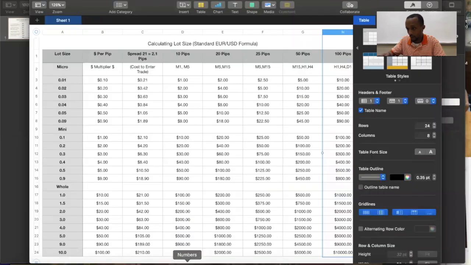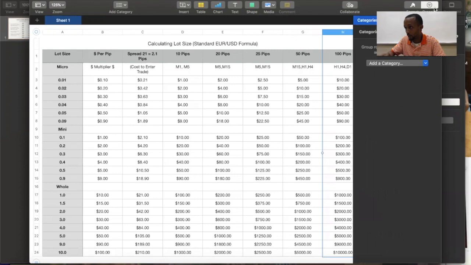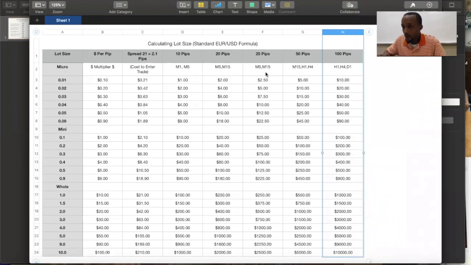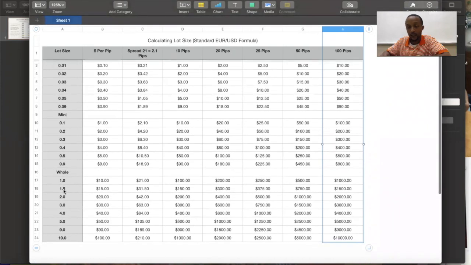Now over here, I prepared a spreadsheet for you guys. Let's see. Okay. So over here on the left-hand side, I have your lot sizes, which is how you're going to determine what each pip is worth in your trade execution. Of course, the smallest lot size you can use is 0.01, which is your micro lot. So your micros are here. Your mini lots start at 0.1 up to 0.9. And then, of course, a whole lot would be a 1.0 and up.